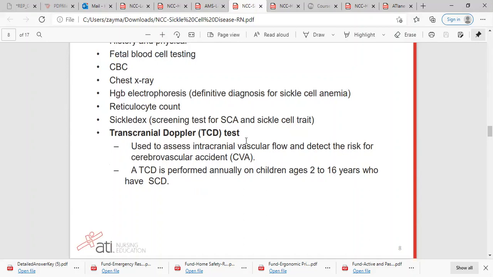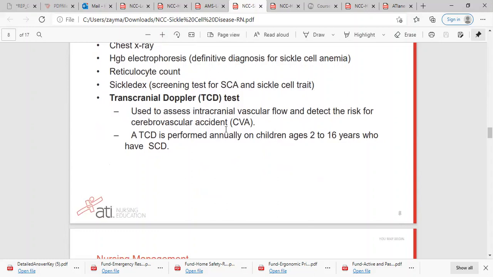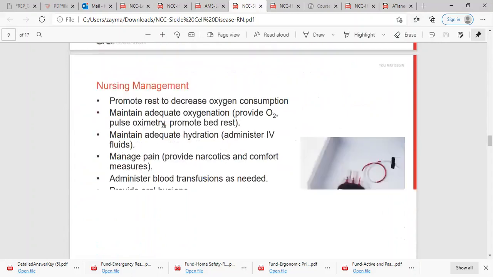They recommend screening because, like I said, sickle cell puts many patients at high risk for a CVA, stroke. So transcranial Doppler. Doppler is an ultrasound, remember, looking for blood flow.